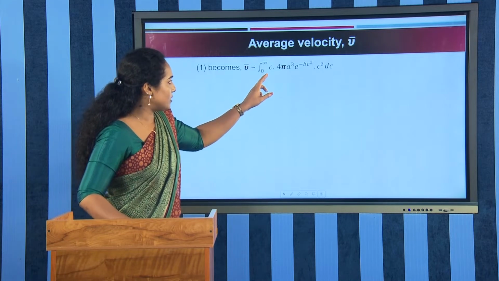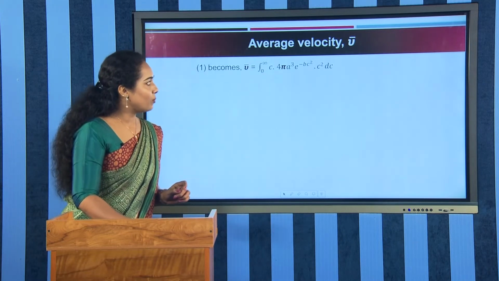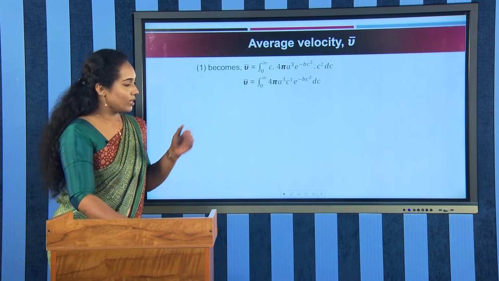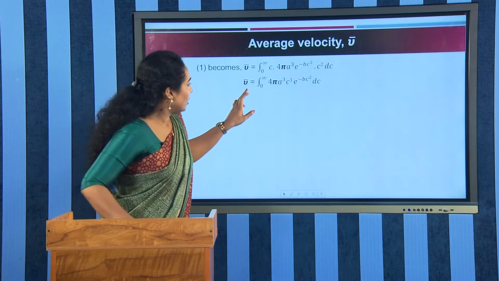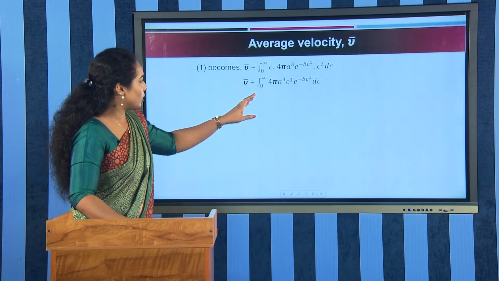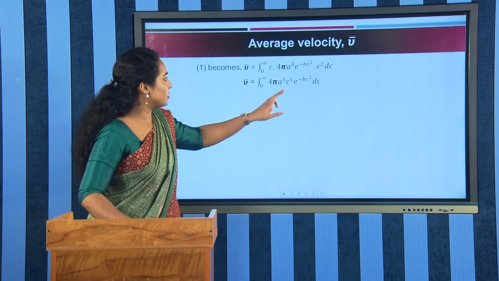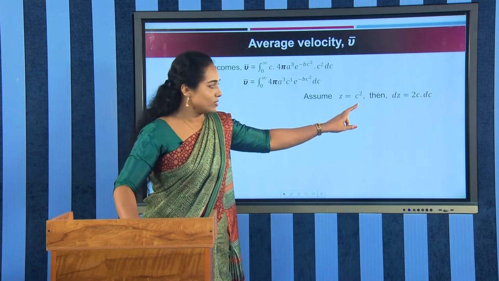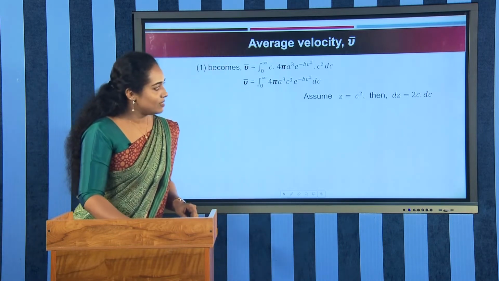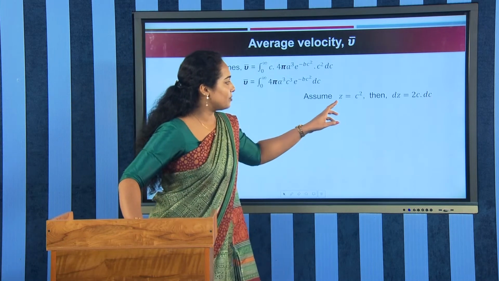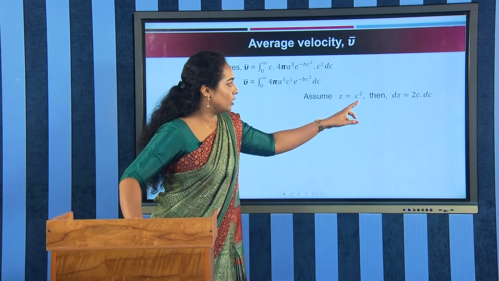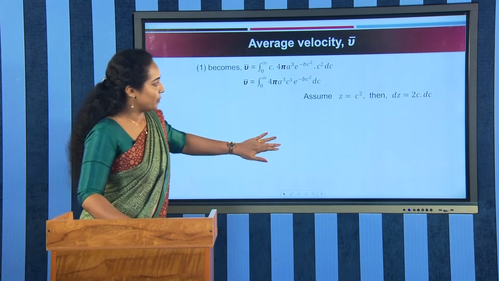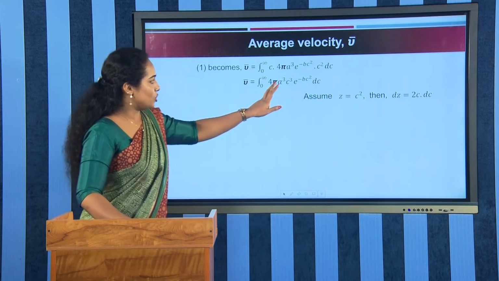integral 0 to infinity c into 4 pi a cube e raised to minus b c square into c square dc. Now, we are going to solve in order to understand what is mu bar. Okay. Mu bar is equal to, rearranging the equation, c into c square can be written as c cube, and in the next step we are assuming z is equal to c square, then we can write dz is equal to the differential of c square, that is 2c into dc, and then we are substituting this assumption into our relation.